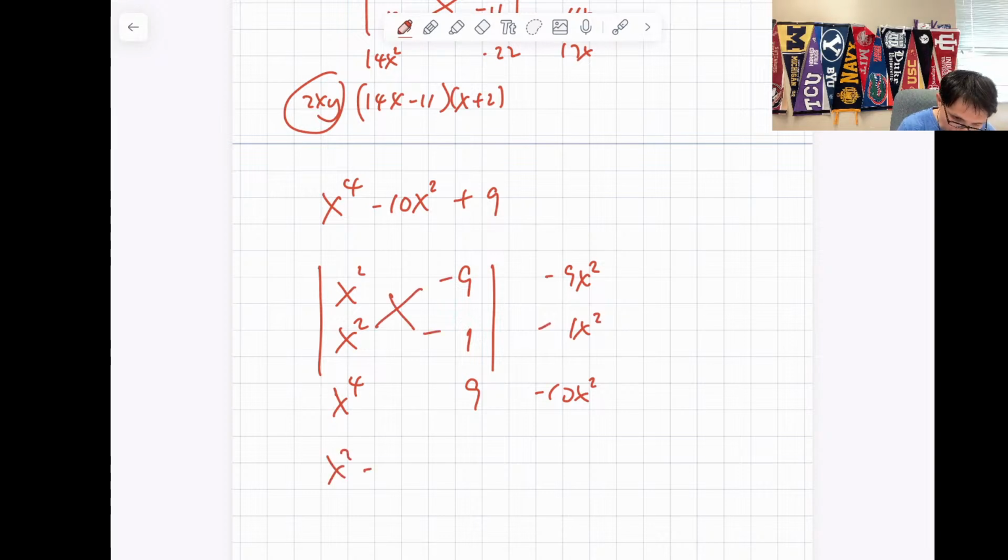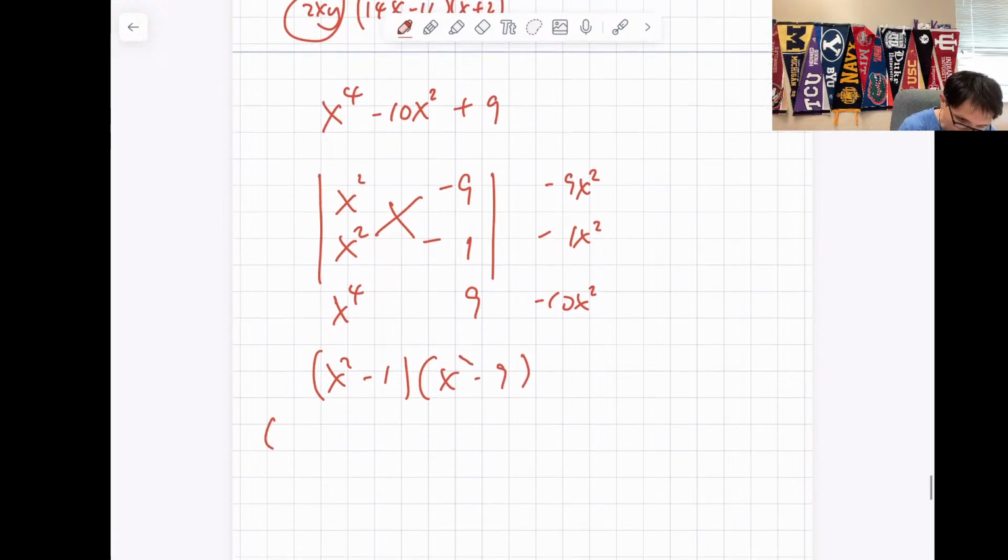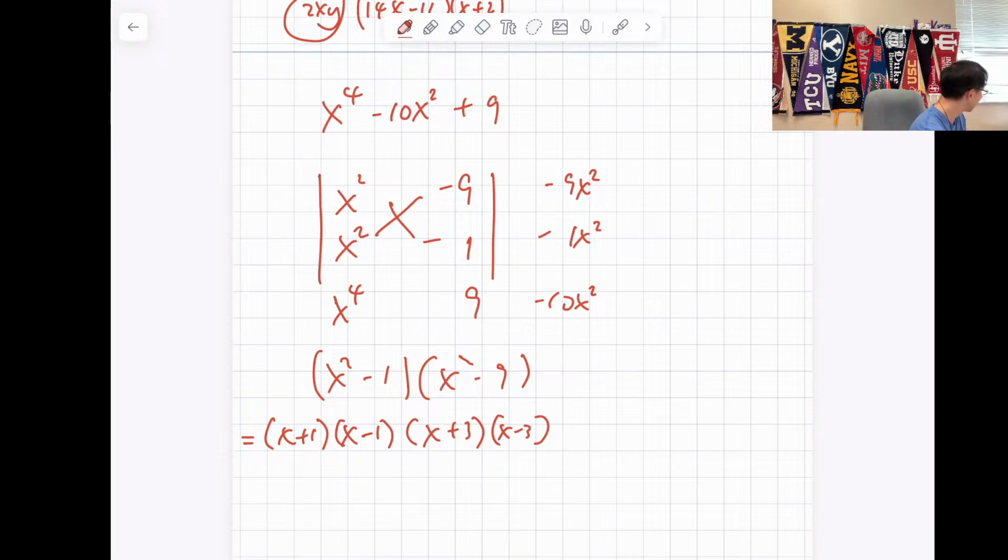And that's going to be x squared minus 1 times x squared minus 9. And that's going to be x plus 1, x minus 1, because it's a difference of squares. X plus 3 and x minus 3. And that's completely factored, because you can factor more if you got x squared minus 1. Questions? Good? Okay.